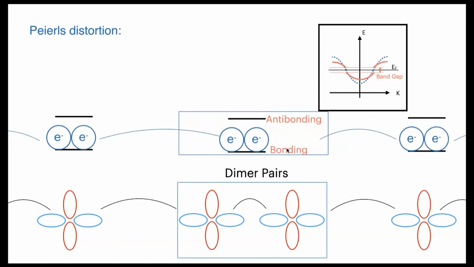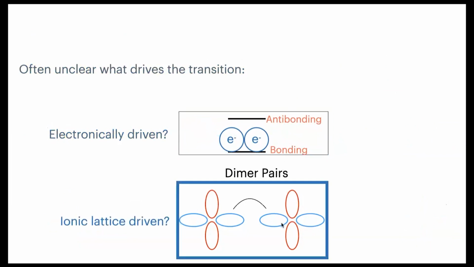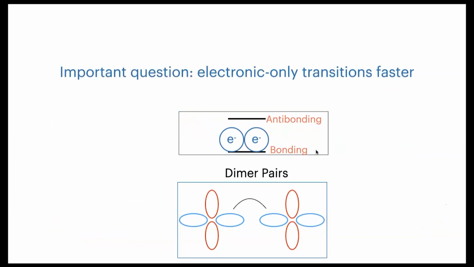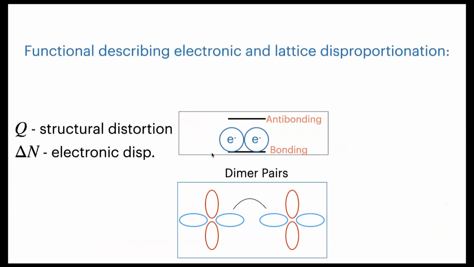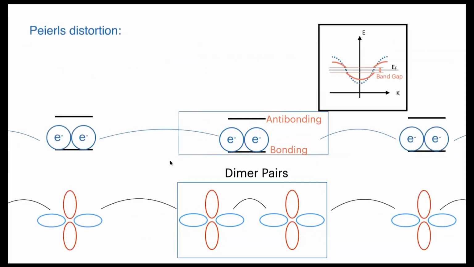Another way to think of this is that you have bonding and anti-bonding orbitals as a result of this pairing, and you have some sort of dimer pairs, for example. But it's often unclear what drives the transition, right? If you have something like this, is it electronically driven? Is it that the electrons want to pair up, or is it something structural? Anyway, this is an important question, and I'll get back to this later, particularly how do we quantify electronic and lattice degrees of freedom and so on.